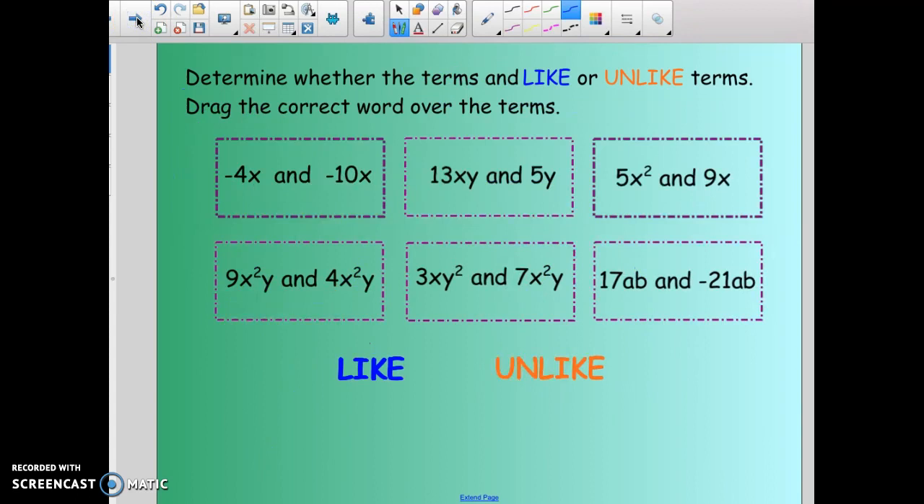So we need to determine whether these are like or unlike terms. I want you to try to do this. You don't have to write all of these down. Write a few of them down and decide, are they like terms or unlike terms? So pause it, see if you can figure it out.